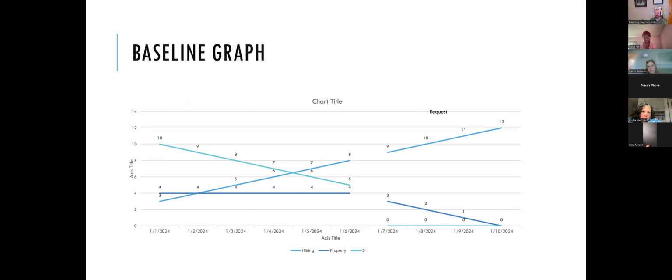So we have three behaviors. We have hitting, property destruction, self-injury. It looks like self-injury is heading down. We have property destruction going up, or sorry, hitting. The colors are so similar. We have hitting going up, and then we have property destruction maintaining.